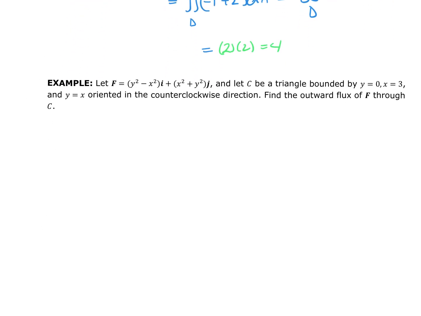Okay, let's take a look at this example. Let the vector F be defined as y squared minus x squared in the i, x squared plus y squared in the j. Let C be a triangle bounded by y equals 0, x equals 3, and x equals y. So again, I'm going to draw a quick little picture. I have x equals 3. I have y equals 0. And I have y equals x. And we're going counterclockwise, so we're going in this direction.